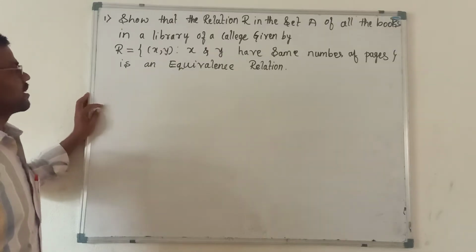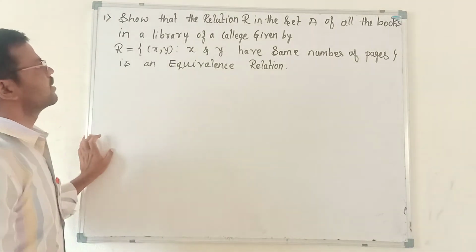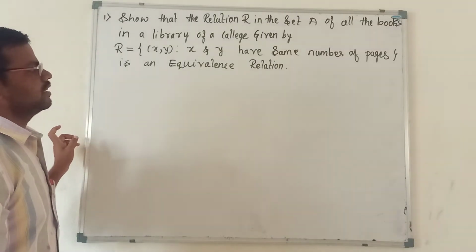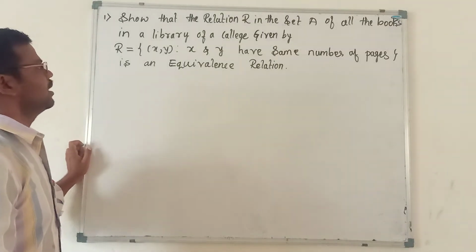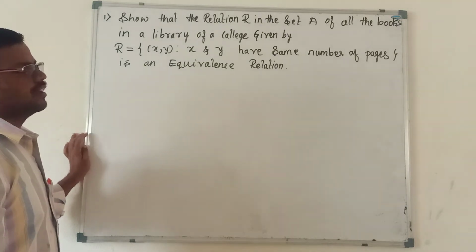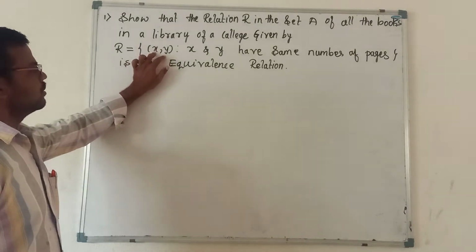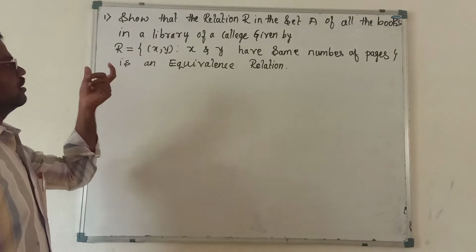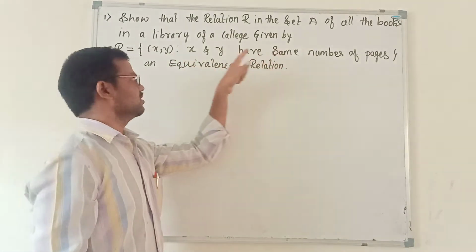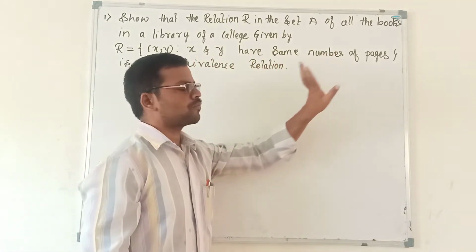So we come to the next problem, following what we had discussed in the previous class. Show that the relation R in the set A of all the books in the library of a college is given by: two books X and Y are paired if they have the same number of pages.